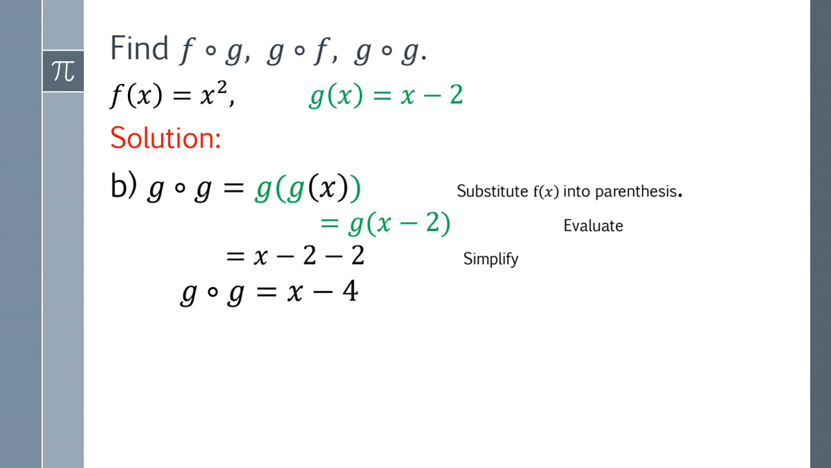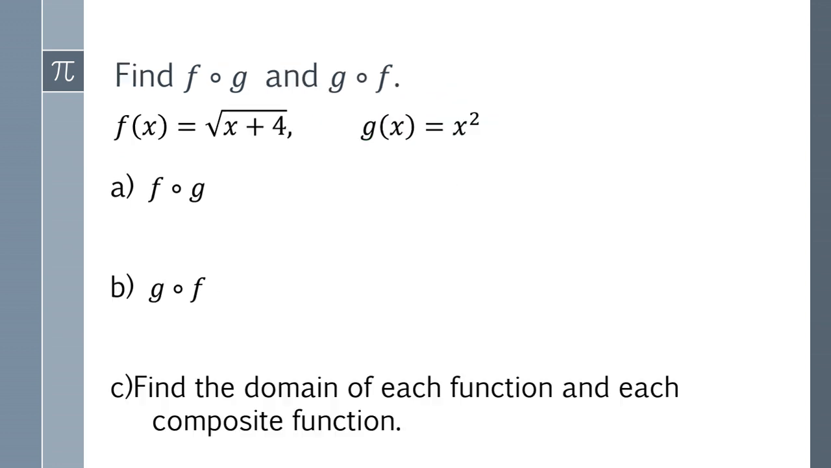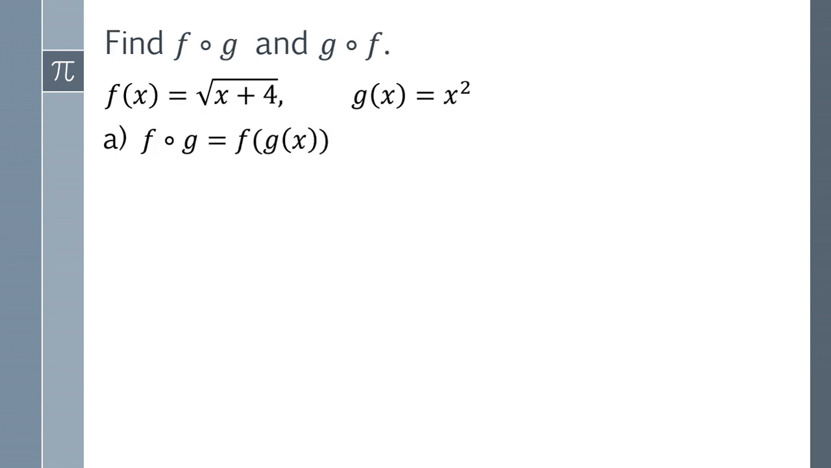And so we're going to go to the next one. This one has a square root. Okay, so we have f of x is the square root of x plus 4. G of x is x squared. So f composed of g can be written as f of g of x. So my g of x is x squared, so I'm going to replace it. And now I want to take x squared and I'm going to plug it in for x. Okay.